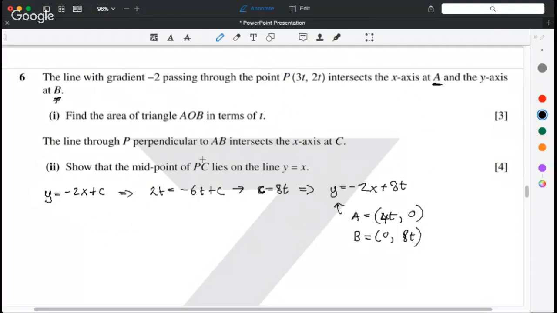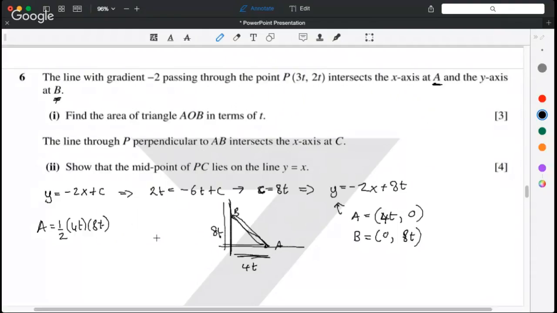So they're asking you for the area of the triangle AOB. So we've got our y-intercept at B, our x-intercept at A. This is not necessarily accurate. And they're asking for this triangle. Well, obviously, the base of the triangle is going to be 4t, and the height is 8t. So the area is 1/2 base times height. No problem.